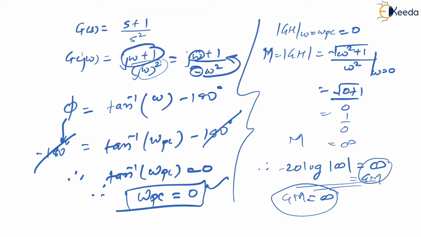What does this signify? This signifies that whenever my gain margin is infinite, whatever gain I increase in the system, how much ever gain I can increase in the system, my system will never become unstable. Whenever my GM is infinite, whatever gain I increase in the system, my system will never become unstable. Right? Yes. Now let us see some more problems.